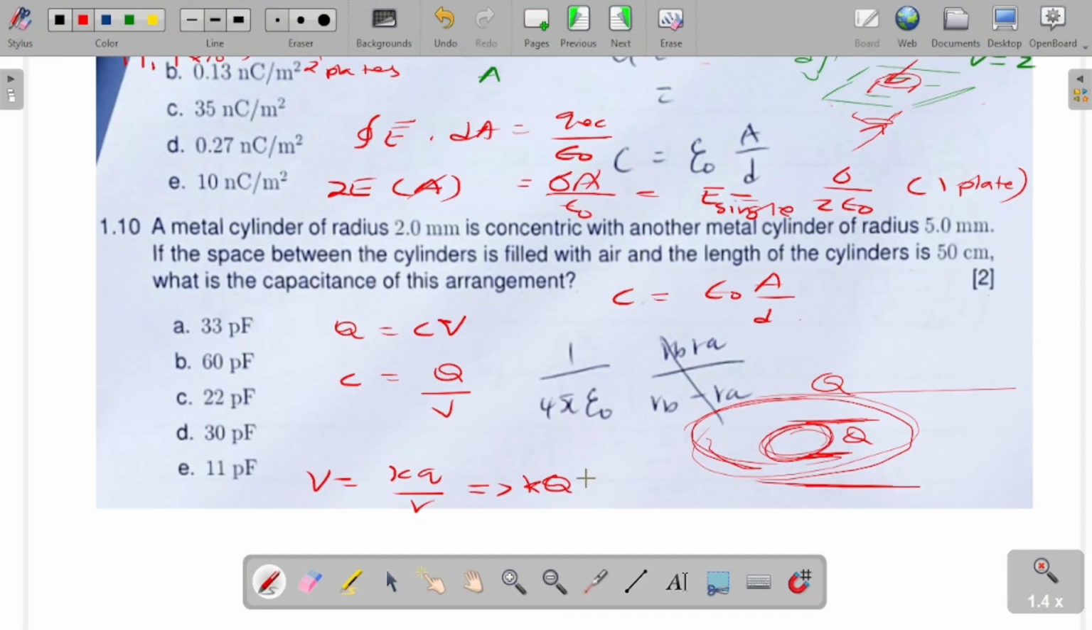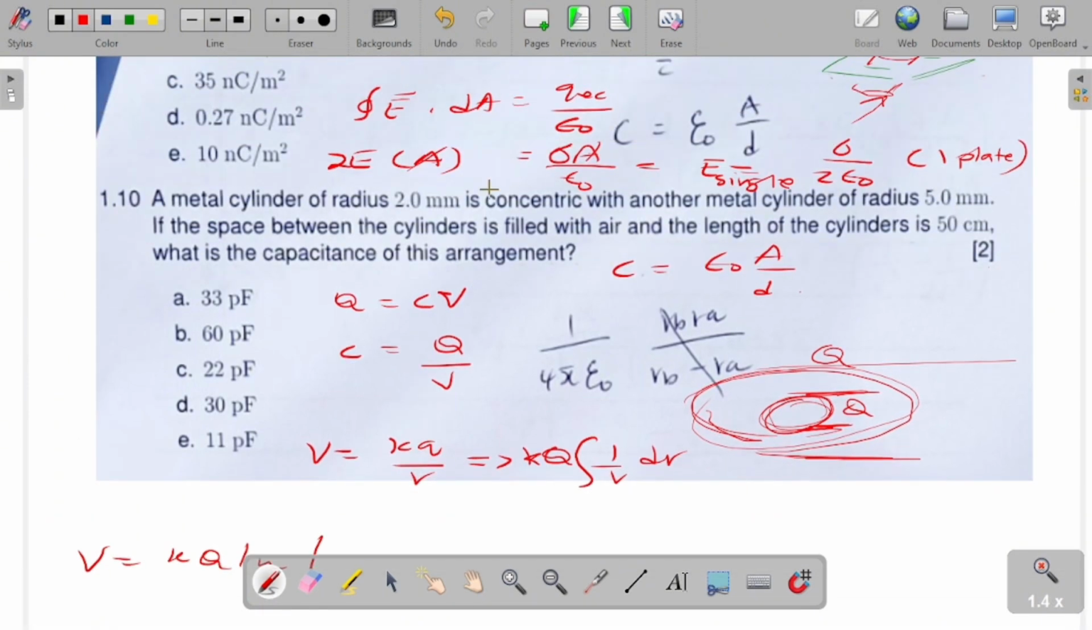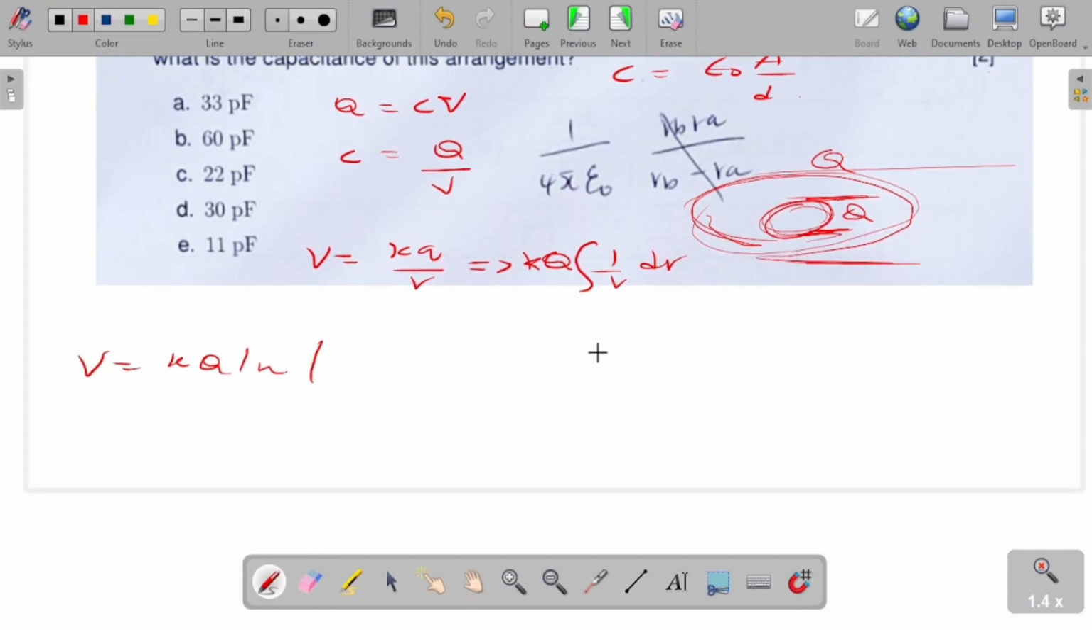So we have KQ, but now we need to integrate, because our cylinders are long. We need to integrate 1 over R dr, whereby now we are going to have KQ ln of the radiuses that we have, 2 and 5.